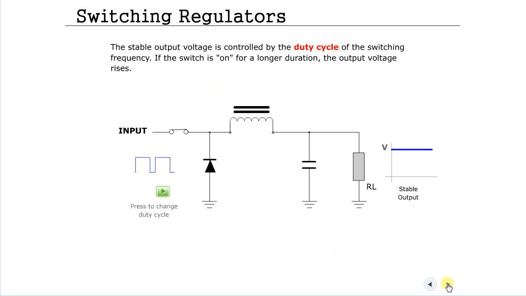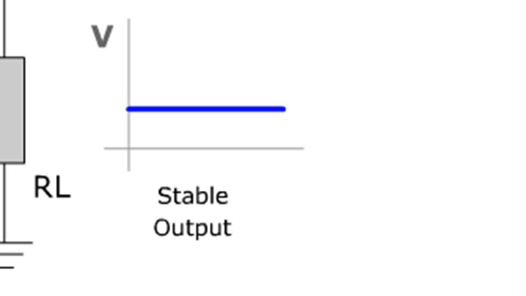The output voltage is controlled by the duty cycle of the switching frequency. If the switch is on for a longer duration, the output voltage rises. Reducing the on duration of the switch, the output voltage is reduced. The output voltage can be determined by the switching duty cycle.